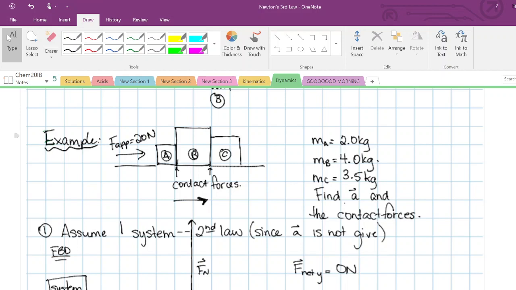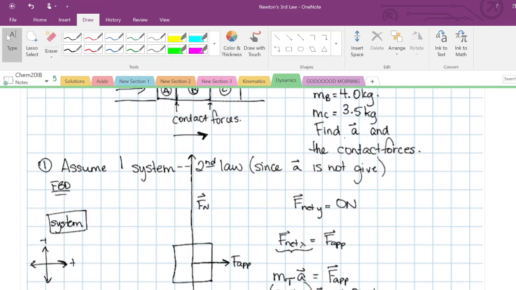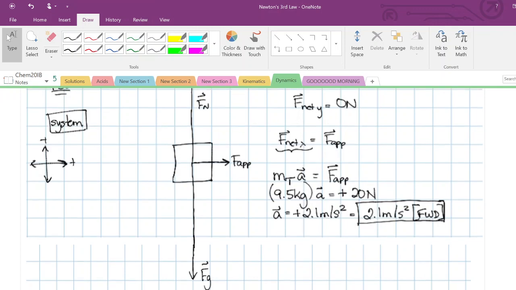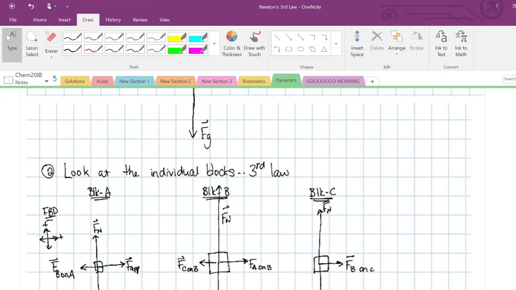Right? And so when we're doing a problem like this, we need to figure out first off, well, what's the acceleration of the entire system, so that now we can focus on these individual forces, these contact forces, which are a third law problem. Okay, so we figured out our acceleration. Now we're going to look at it in terms of third law.